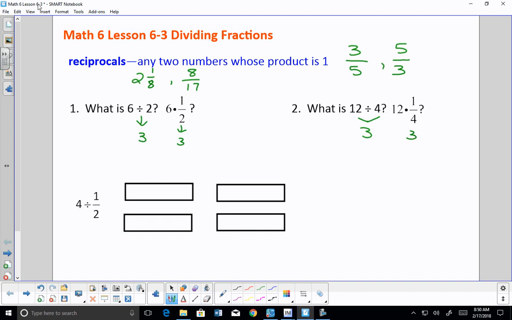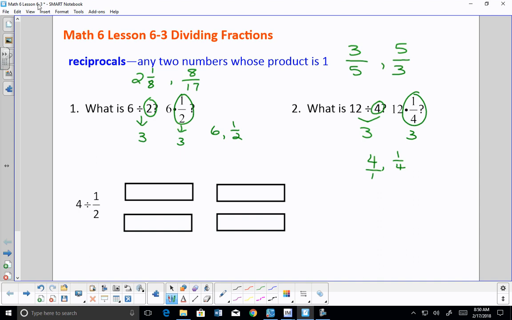If I look at this, I divided by 2, or I multiplied by 1/2. I divided by 4, or I multiplied by 1/4. What's the reciprocal of 2? 1/2. What is the reciprocal of 4? 1/4. Therefore, dividing simply is multiplying by a reciprocal.